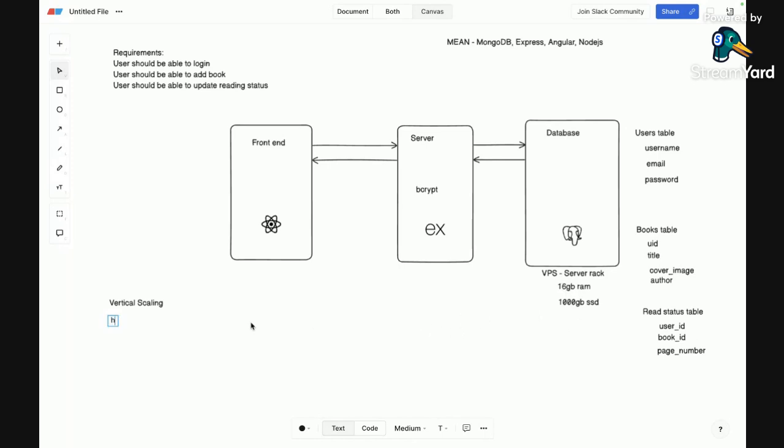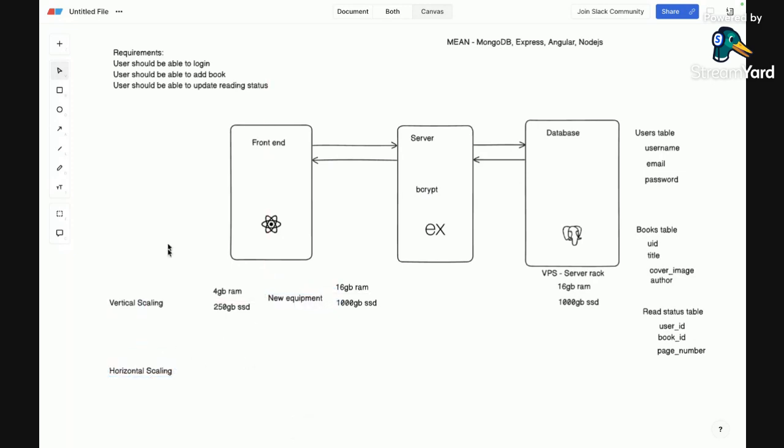So then we have horizontal scaling. Here we went from 4 GB RAM to 250 GB SSD; we brought new equipment. Okay, so this is vertical scaling.